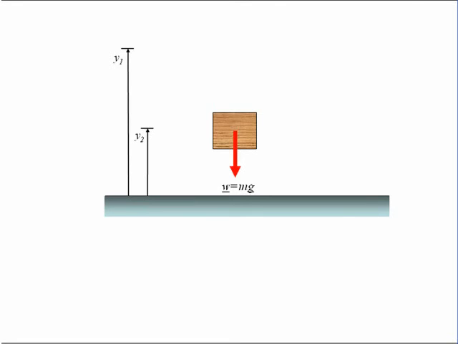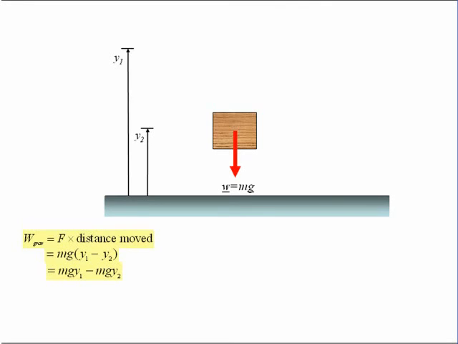The direction of the gravitational force, W, is in the same direction as the displacement, and so the work done by gravity is positive. It is equal to the force times the distance moved, which is equal to mg times (y1 minus y2), or mgy1 minus mgy2. Note that if the block had been moving in the opposite direction, then the work done would have been negative.